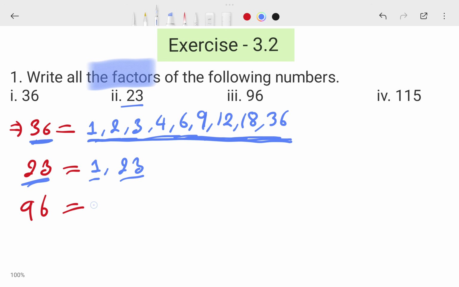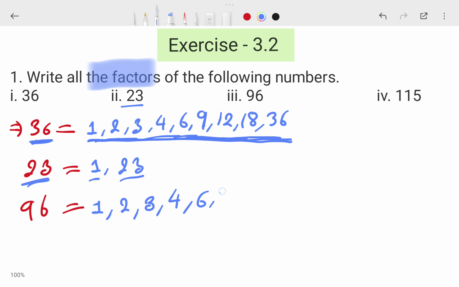So let's start with 1. In the 1 table, 96 is there. In the 2 table it is there. In the 3 table, is 96 there? Yes, it is there. In the 4 table it is there. In the 5 table, no. In the 6 table, is it there? If it is divisible by 2 and 3, then it is always divisible by 6. So in the 6 table it is there.